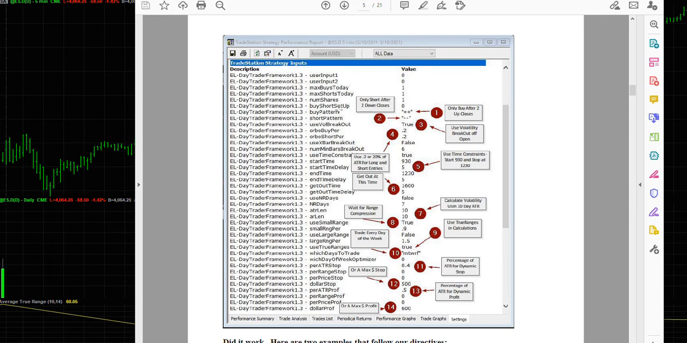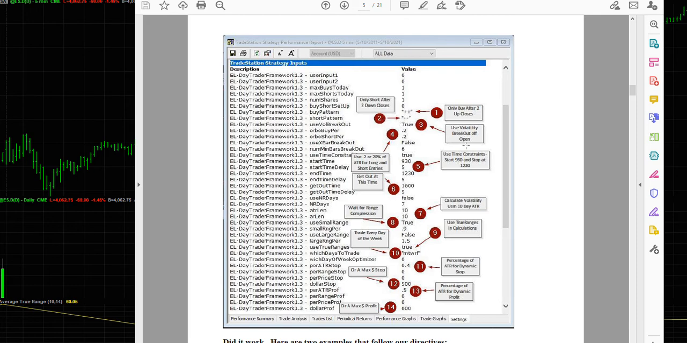Okay, my buy short setup, that's another customized input that you can use, and I do that in scenario number 4. So if you buy the framework, you get to see how I utilize that in scenario 4. We're working with scenario 1 right now. My buy pattern, as you can tell, is a plus: buy only after 2 up closes. My short pattern is a minus: sell after 2 down closes.